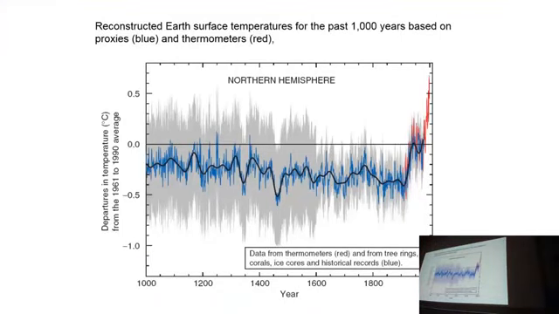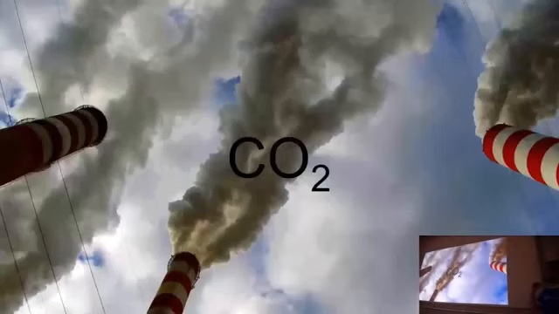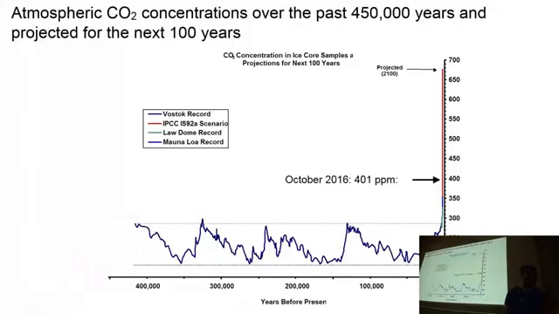Okay, so basically what we're seeing now in terms of temperature, in terms of sea level, is unique, and it's our fault. And it's our fault because of CO2. CO2 is definitely not natural. Okay, so this is where we are now. This is probably where we're going to go.